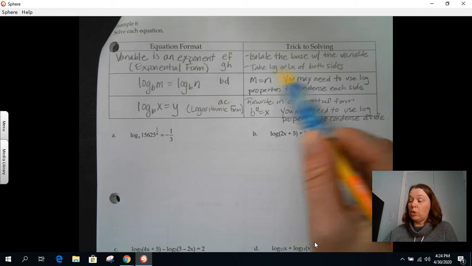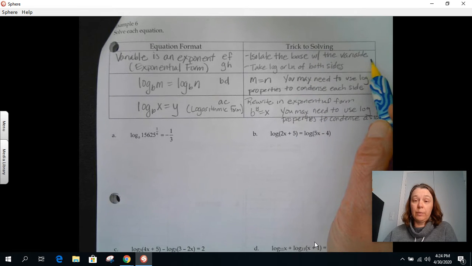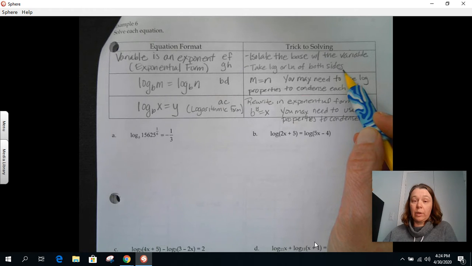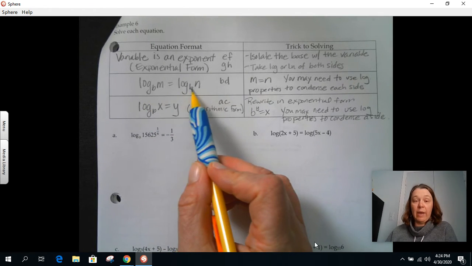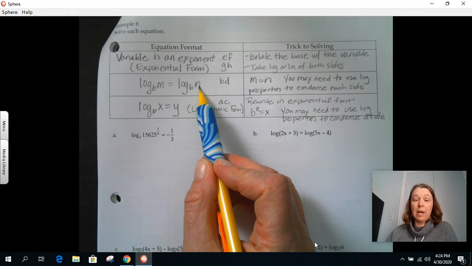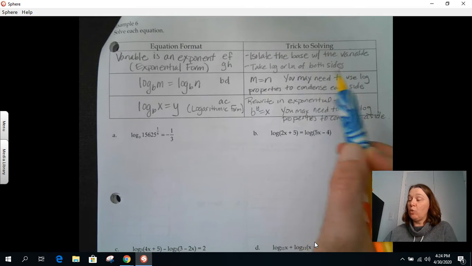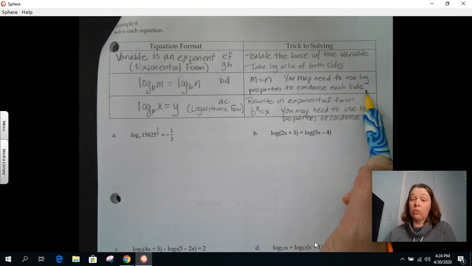So for the first type, which is what we're going to start with, we're going to isolate the base with the variable, and then we're going to take the log or the natural log of both sides. If we have log base b of m equals log base b of n, they both have the same log base b on both sides. We're going to set the m equal to the n and then solve. You may need to use the log properties to condense each side to get it into this form.